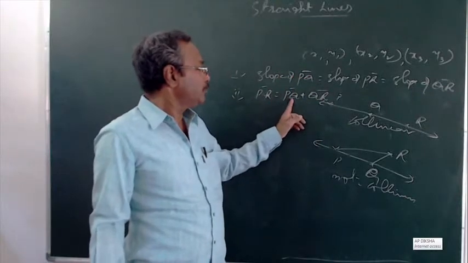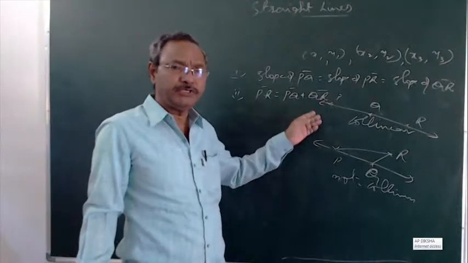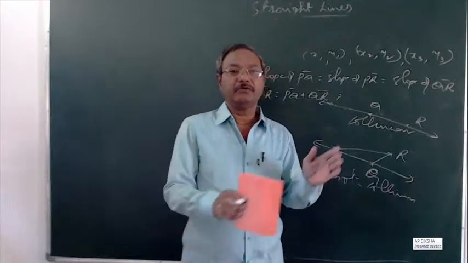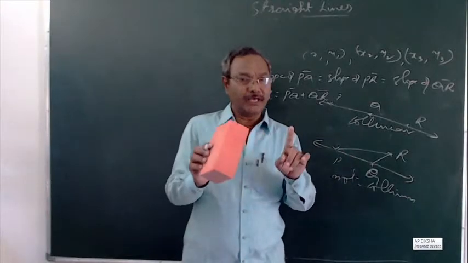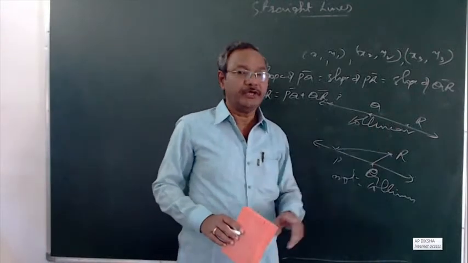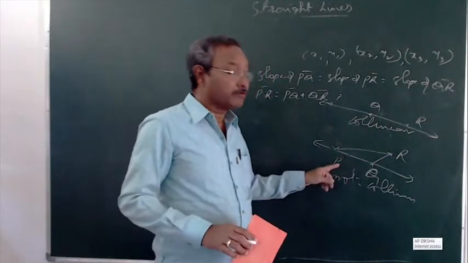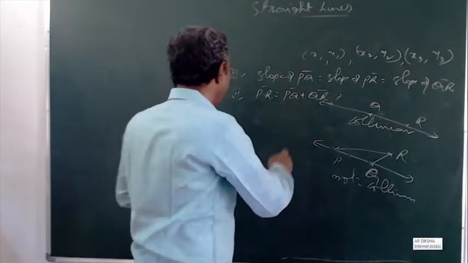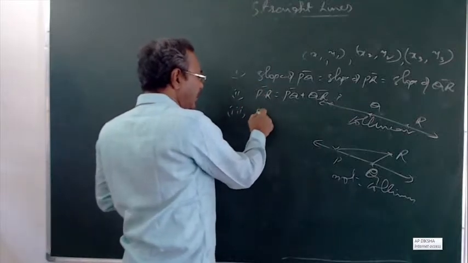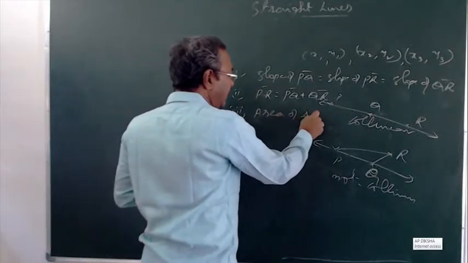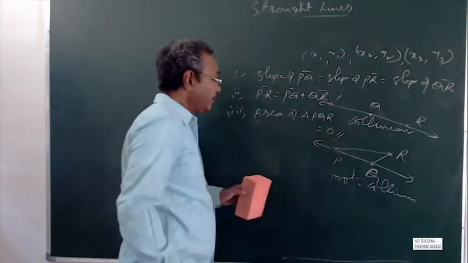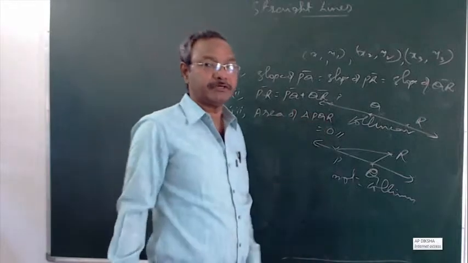So if PR is equal to PQ plus QR, or if PQ is equal to PR plus QR, or if QR is equal to PQ plus PR, that is, the sum of 2 line segments is equal to the third line segment, the 3 points are collinear. If not, they are not collinear. The third one is prove that area of triangle PQR is equal to 0. We can prove that area of triangle PQR is equal to 0.